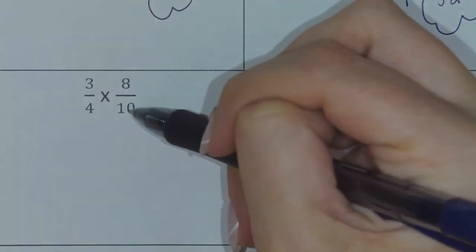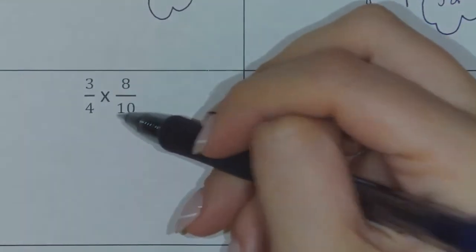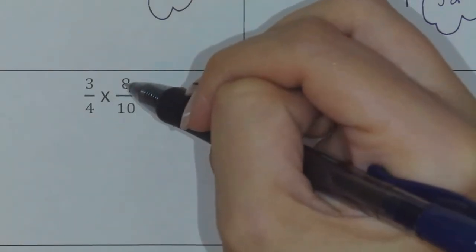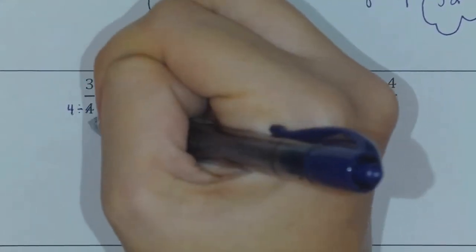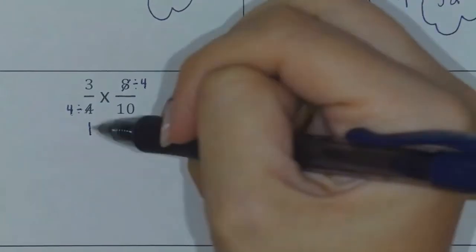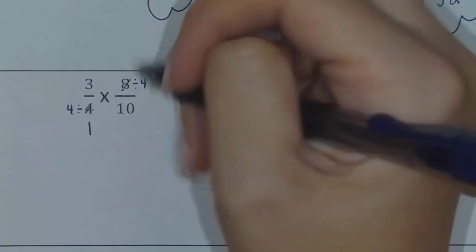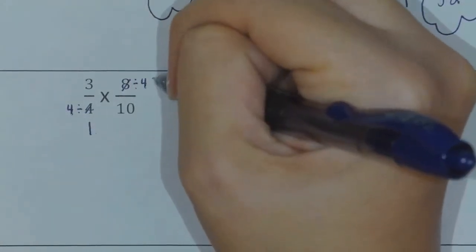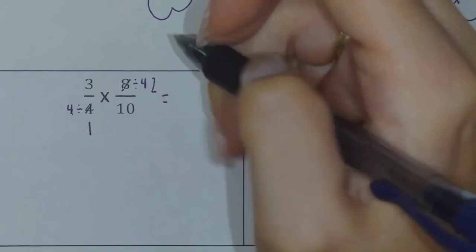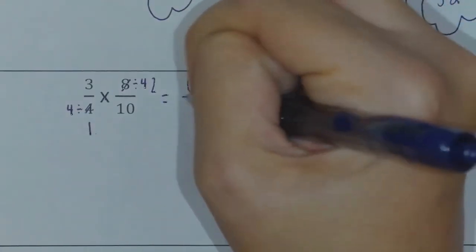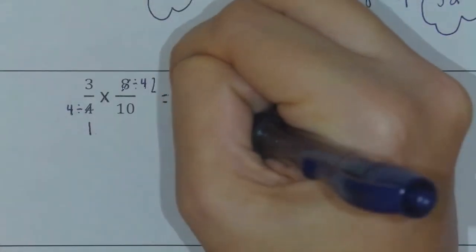So I see that 3 and 10 do not have anything in common, so I'm going to leave those alone. But 8 and 4 have the factor of 4 in common. So 4 divided by 4 would give me 1. 8 divided by 4 would give me 2. So when I multiply the top times the top, I get 3 times 2, which gives me 6. And the bottom times the bottom, 1 times 10 gives me 10.